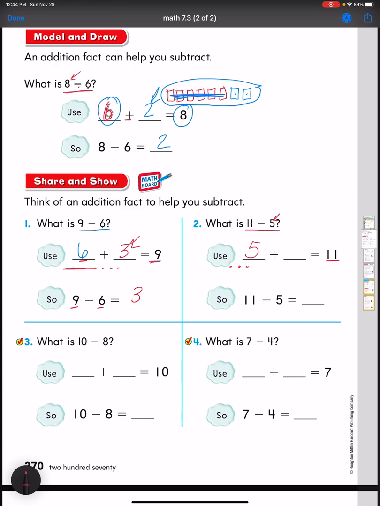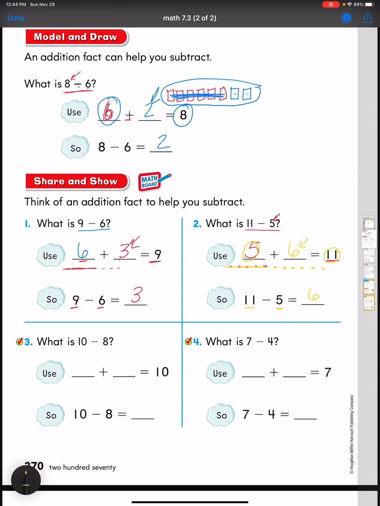So 1, 2, 3, 4, 5. Plus what is going to give me 11? Well, I'm going to keep going. 6, 7, 8, 9, 10, 11. I'm going to stop. I got to 11. What did I add? I added 1, 2, 3, 4, 5, 6. 5 plus 6 equals 11. That means 11 minus 5 will equal 6. I can look at my picture to confirm that. I have 11 dots. If I take away these initial 5, I'm left with those 6 dots that I had added.